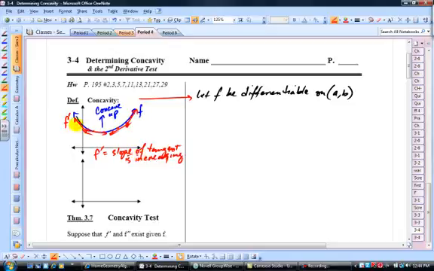So from left to right, the slope of the tangent line is negative, and then it goes down to 0, and then positive, and it gets steeper and steeper and steeper as you move along the function here. We say that it's increasing.